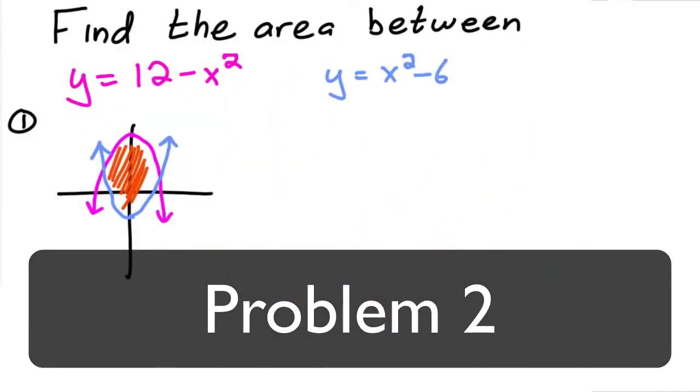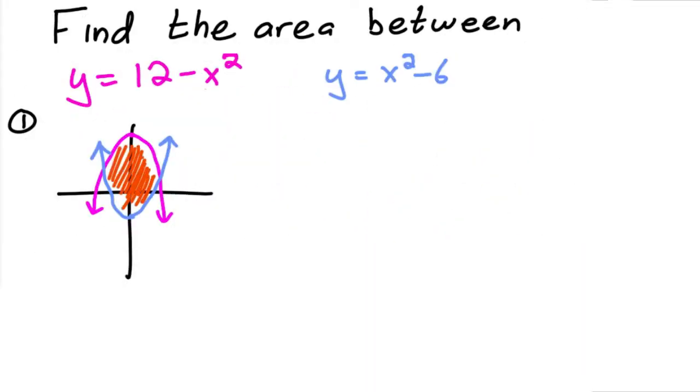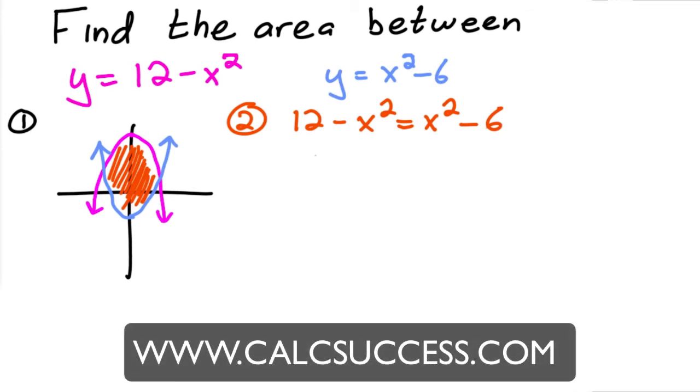Okay, so here I am trying to find the area between 12 minus x squared and x squared minus 6. So I have my two functions here, 12 minus x squared and x squared minus 6. So I've got my picture, and then I'm going to find the intersection points. So I'll set them equal to each other. And I'm going to move the 6 over here.